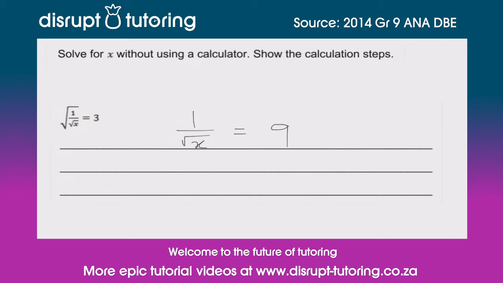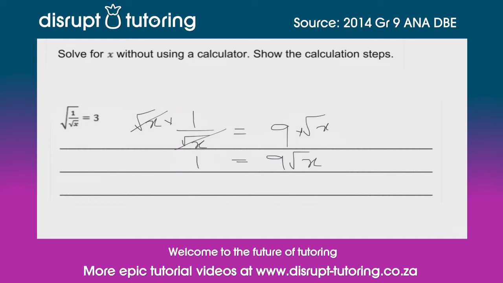Right, now what would we do? Well, what I would do is I would need to try and get this square root of x onto the top. And a very quick and easy way to do that would be to multiply both sides by the square root of x. So let's multiply both sides. We know that those two cancel out and we're left with 1 equals 9 times the square root of x.